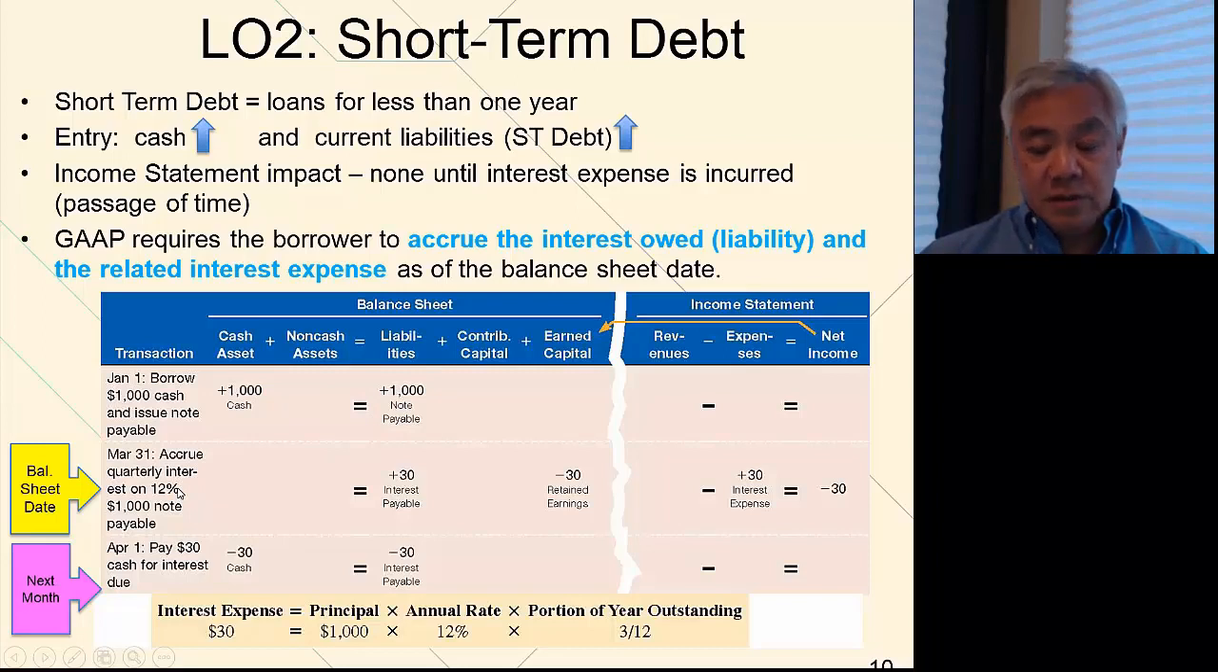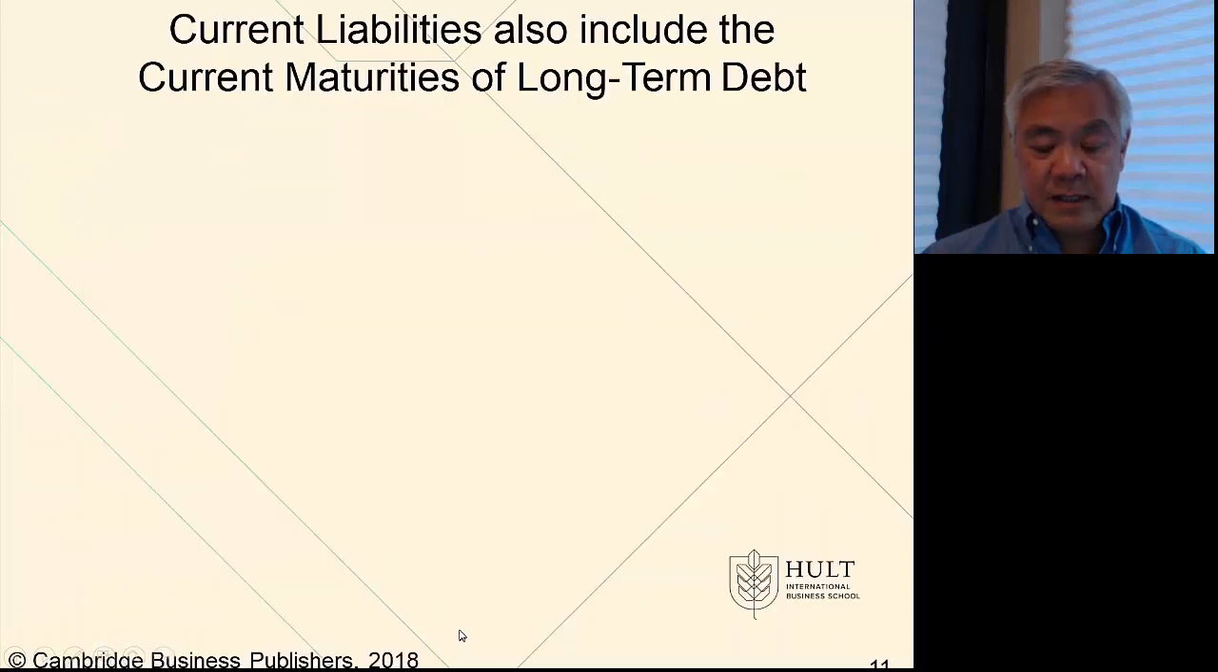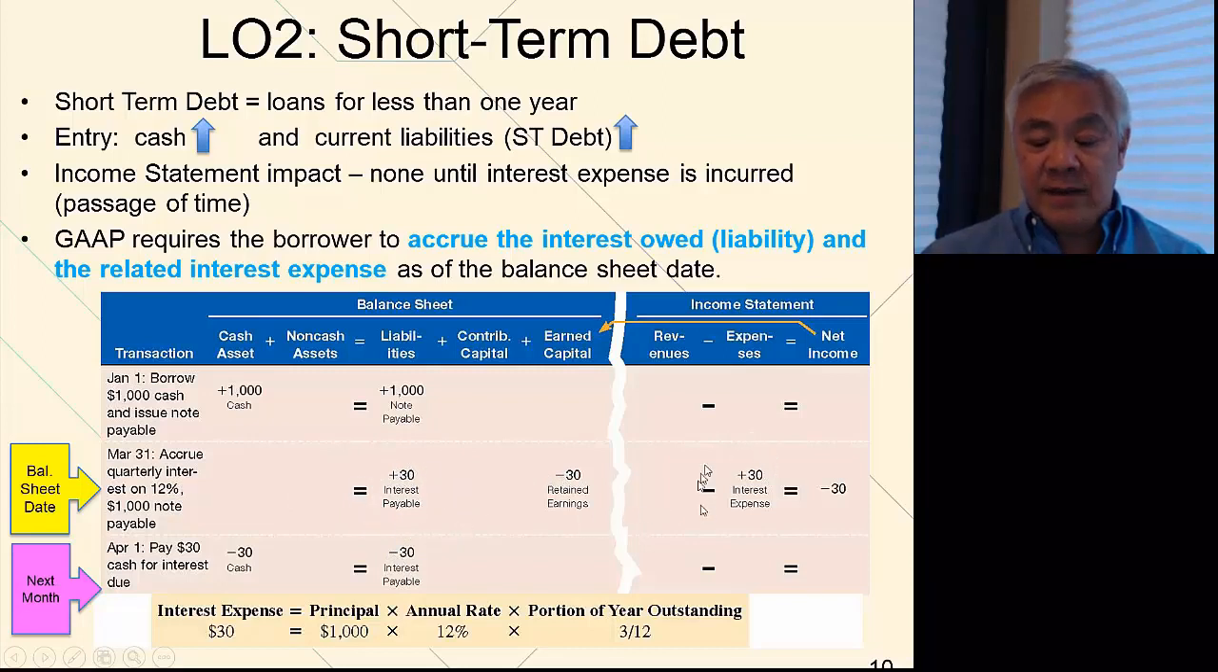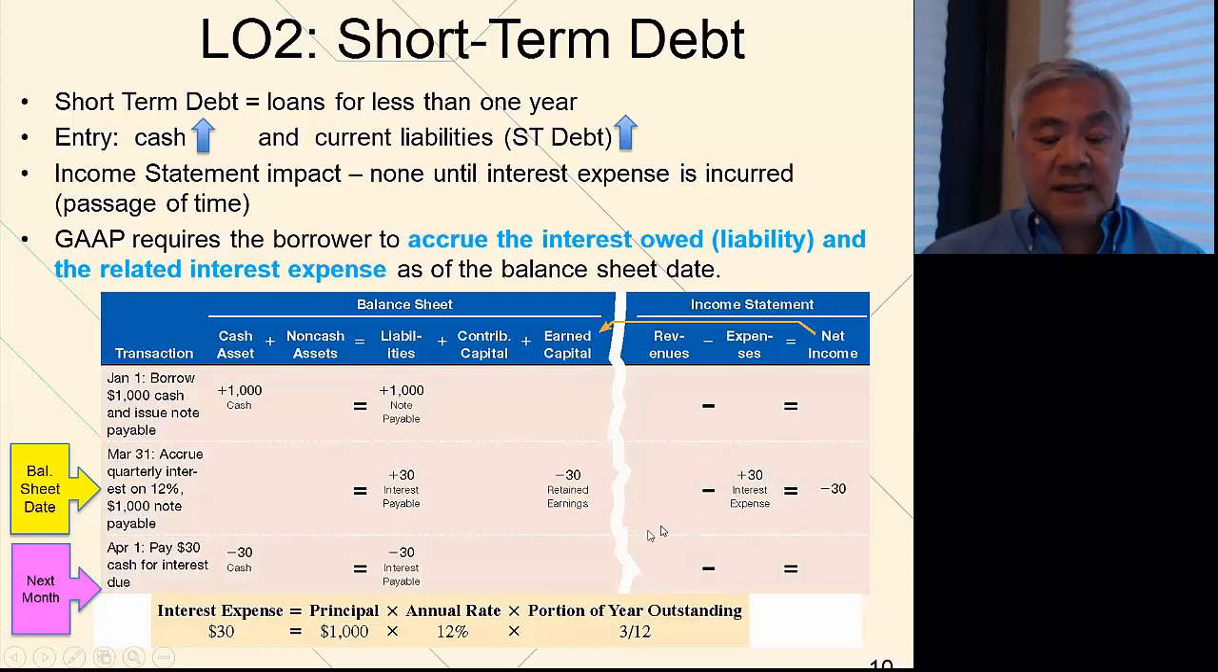The interest that would be due is we take the principal right here, the $1,000, times the interest rate, in this case 12%, then multiply times the portion of the year outstanding. So March is January, February, March, 3 months out of 12, so 3/12, and we get $30. So at the end of March, we would accrue by recording an expense and a liability. So here's the liability, $30 we're going to owe the bank, and the expense, $30 of interest expense.